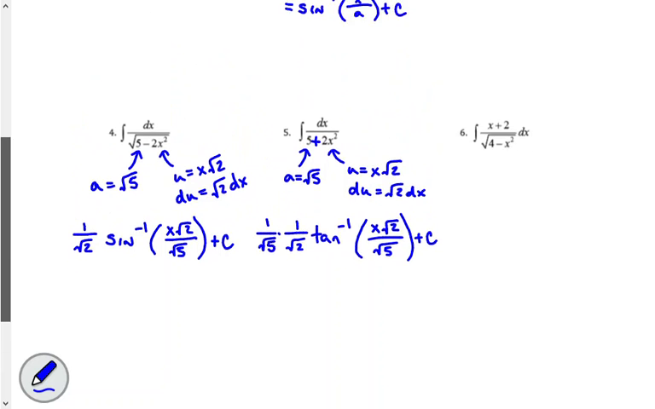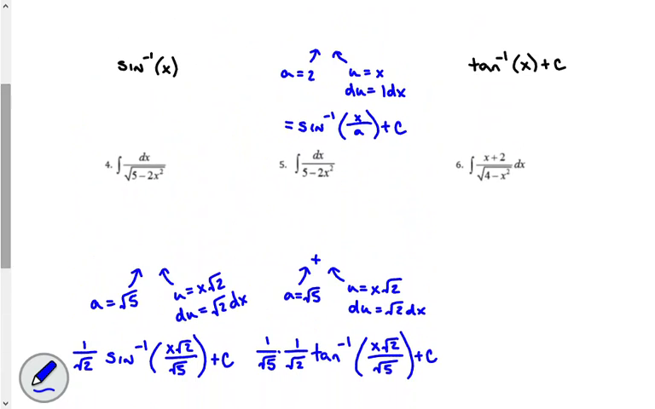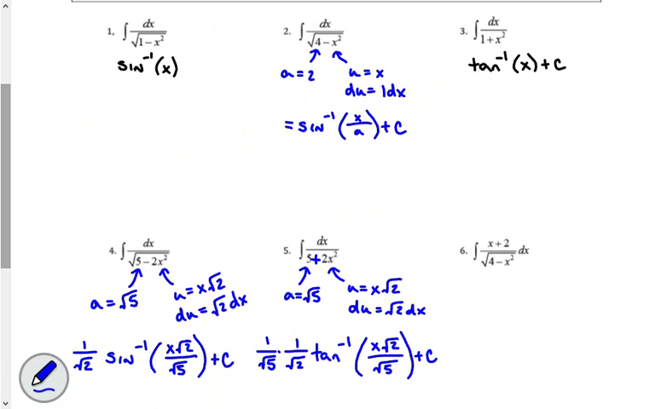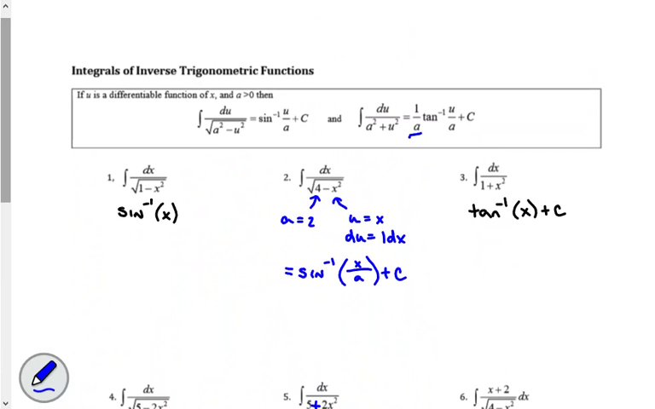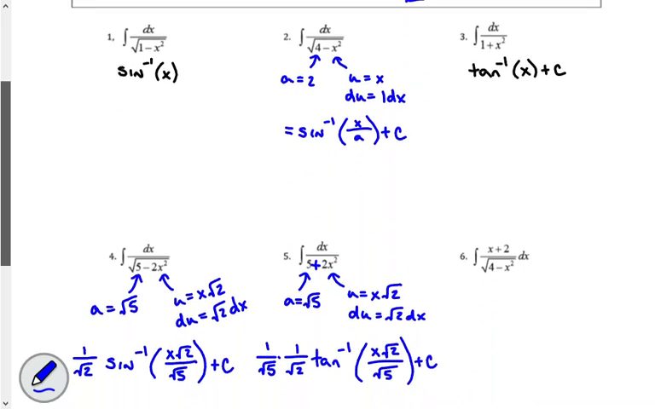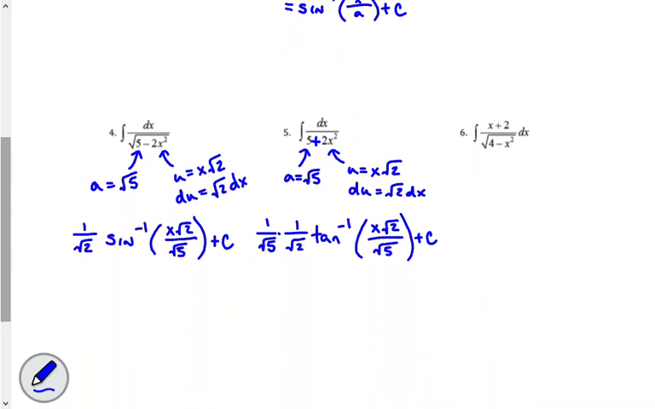For inverse tangent, the formula has a 1 over a in front. So just be very careful that you have to pull that out too.